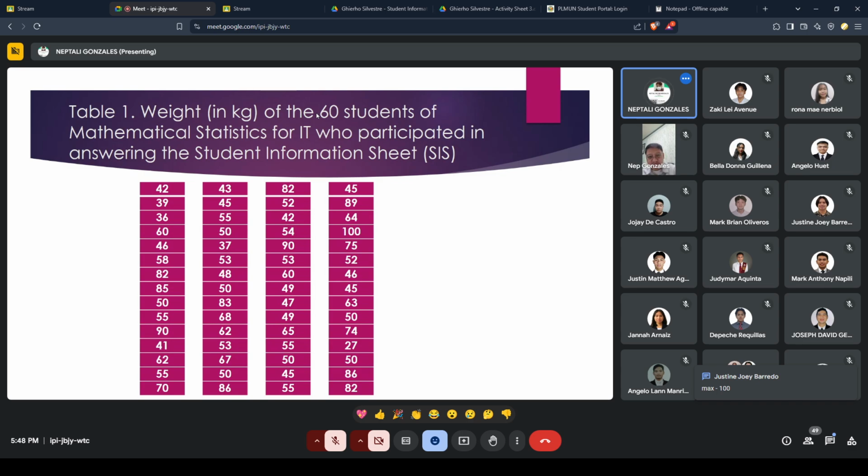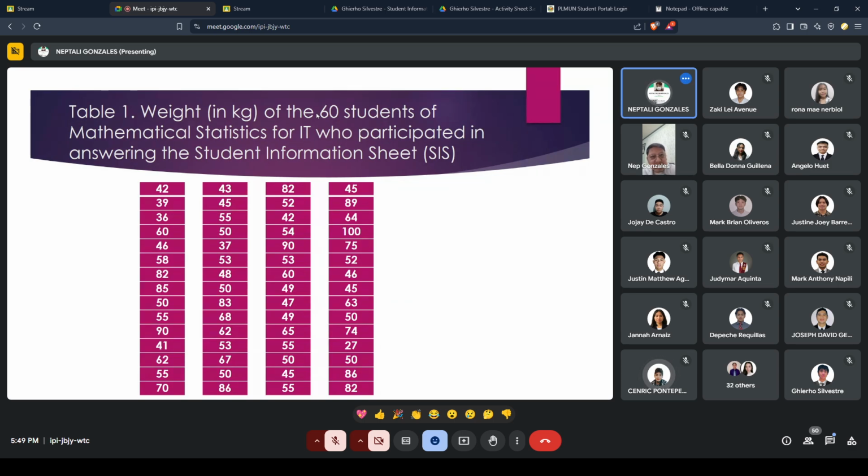Anyone? 100 po, sir, yung max. 100. So the maximum value is 100, while the minimum is, raise your hand so that I could recognize your recitation. So the minimum, 27.